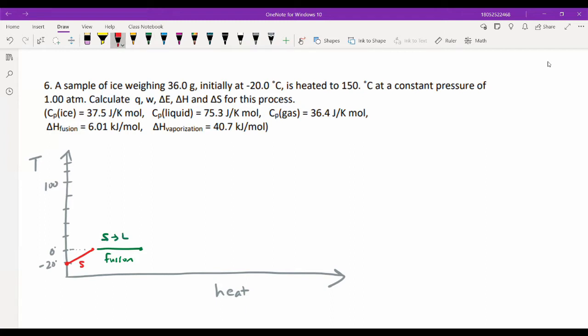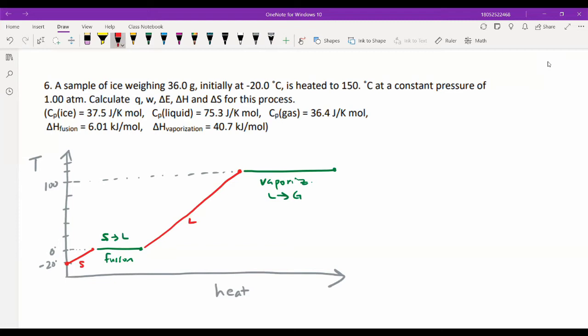Once we've melted all the ice, it'll now be liquid at 0 degrees Celsius. And then we'll add heat to the liquid, changing the temperature of it, warming it up to the boiling point, which would be 100 degrees Celsius. So at that point, we have another phase change, and that'll be green. And that'll be a vaporization phase change, liquid to gas. By the way, this is just the pure liquid phase, this red line.